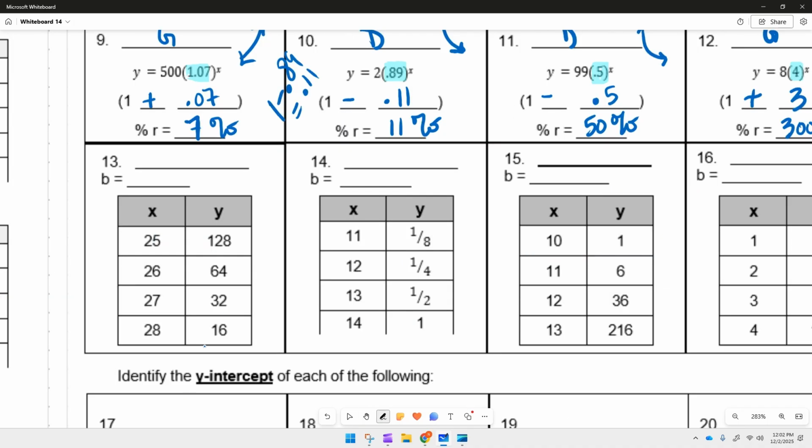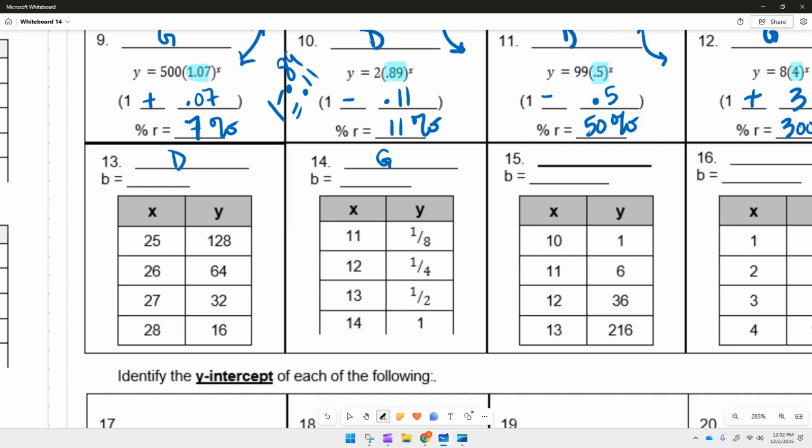16. So this is really easy. Okay. 13 through 16. I'm going to look at my Y values. Are the values increasing or decreasing? They're decreasing. So that is decay. Number 14. What are my Y values doing? Are they getting bigger or are they getting smaller? They're getting bigger, so they are growth.